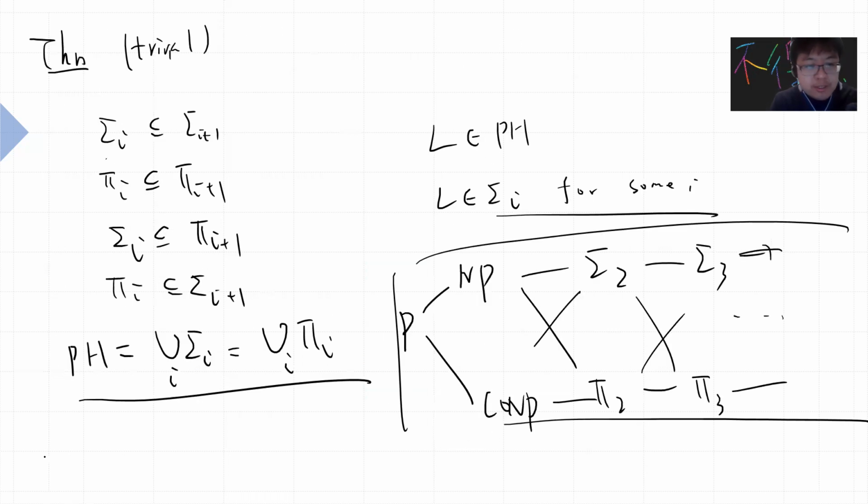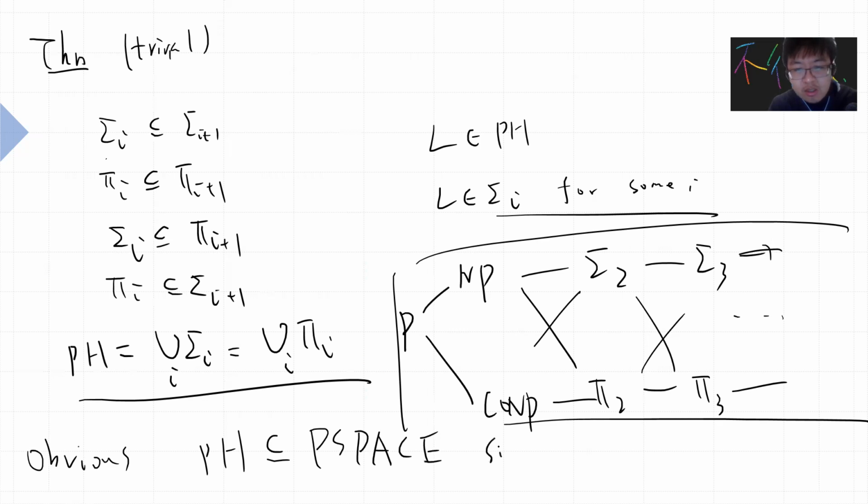Obviously, what is the higher class? What is the upper bound? Because this is only finite quantifiers. If you allow infinite quantifiers, which is TQBF, then obviously the polynomial hierarchy is a subset of PSPACE, since TQBF is PSPACE-complete.